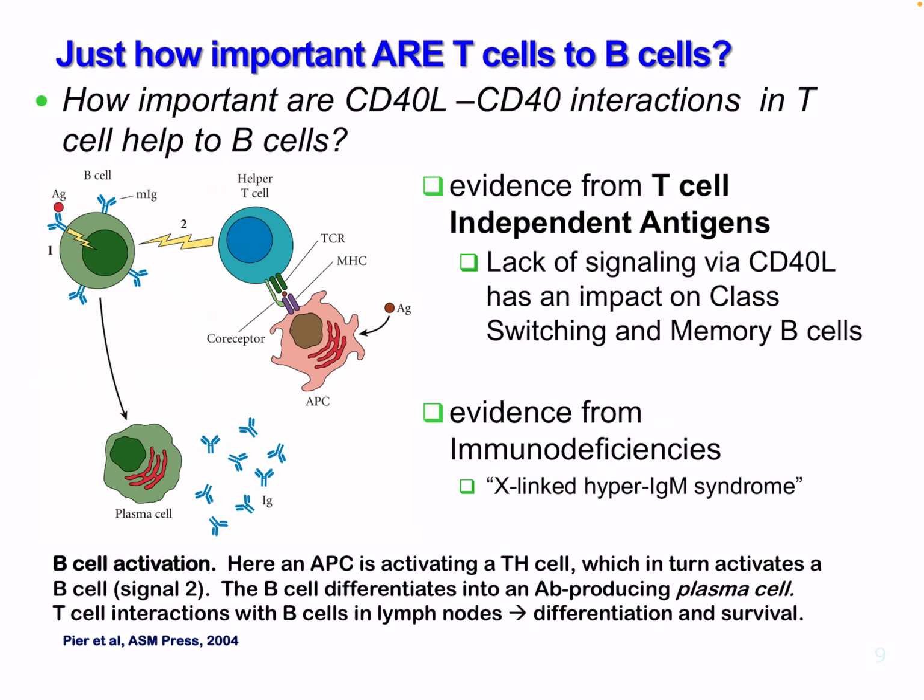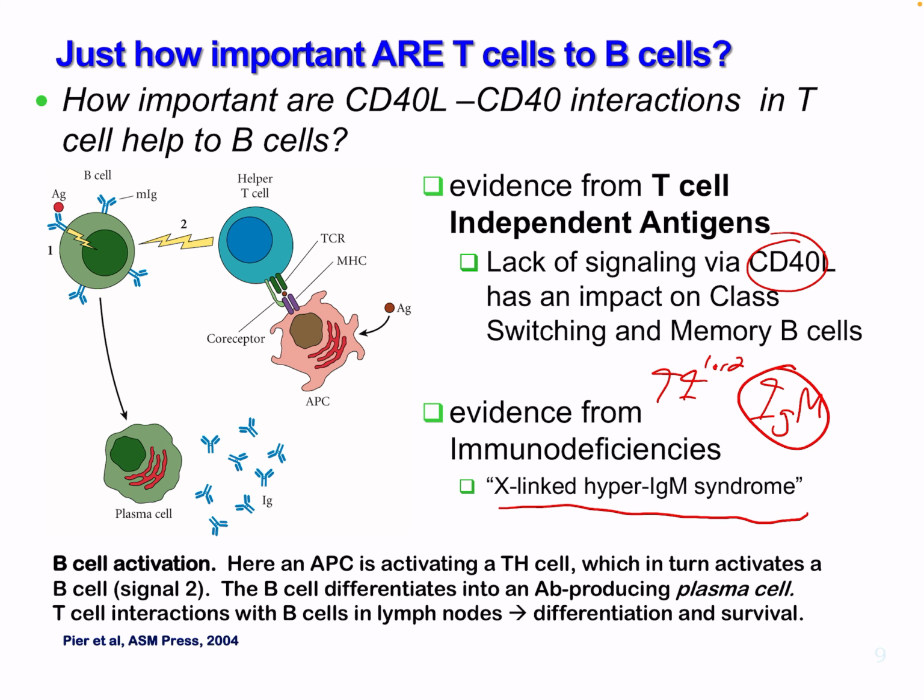So just how important are T cells to B cells? There's evidence from T cell independent antigens. This lack of signaling via CD40L has an impact on class switching and memory B cells. So again, in T cell independent responses, TI1 or TI2, if you remember, thymus independent, we get IgM. So we also have evidence from immunodeficiencies, for example, X-linked hyper IgM syndrome.